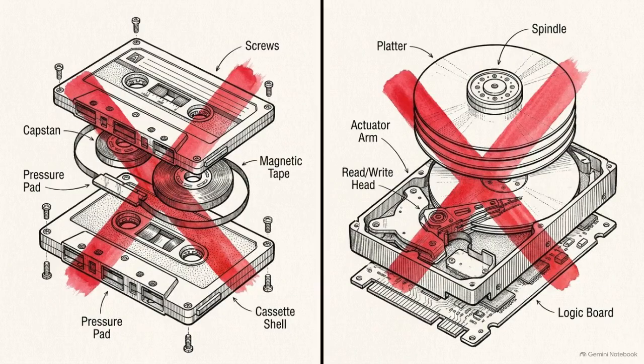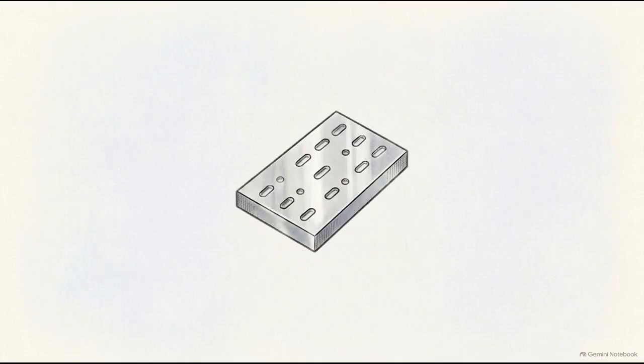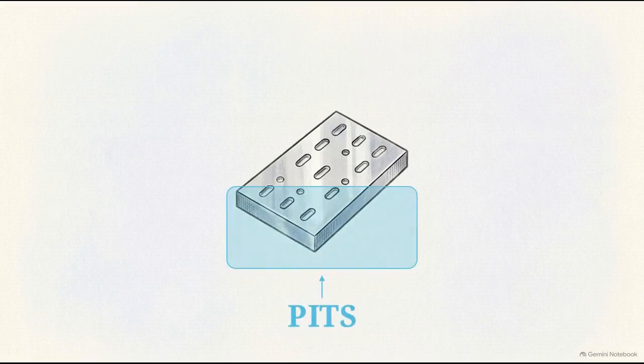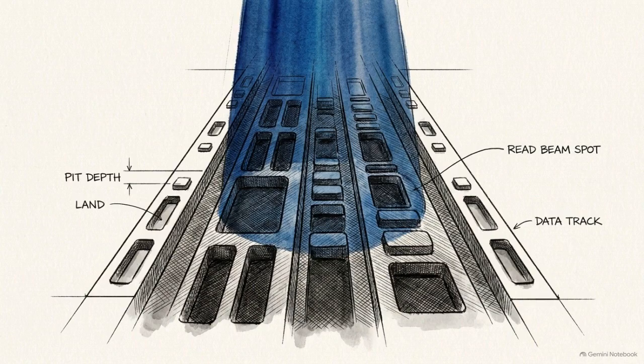Unlike a hard drive or a cassette, data here is not stored magnetically. It is etched into the material as a physical terrain. This diagram shows a microscopic cross-section of that track. The geography consists of two structural features: physical depressions called pits and elevated flat areas called lands. Every optical disc is a microscopic landscape, waiting to be illuminated.